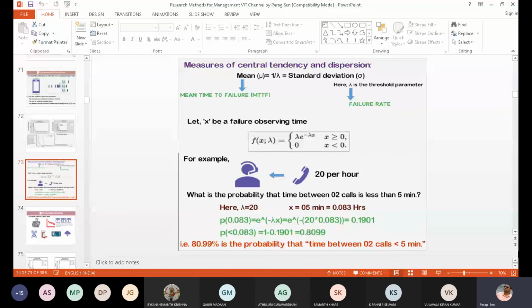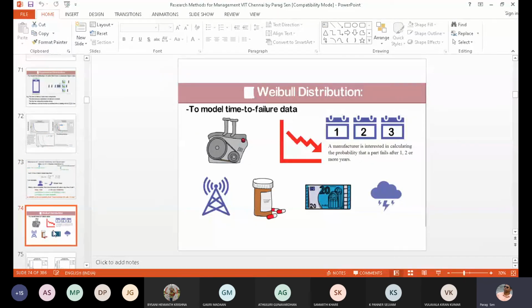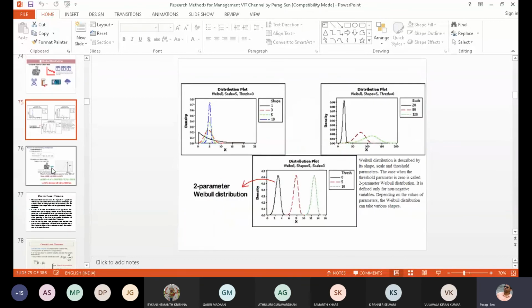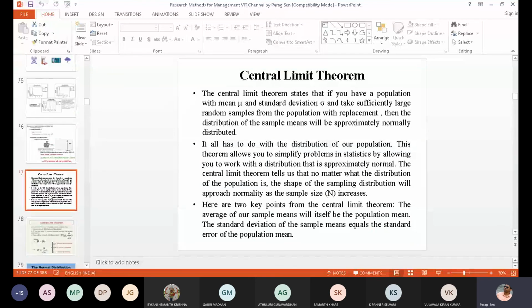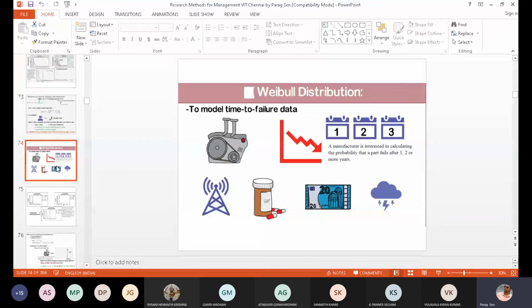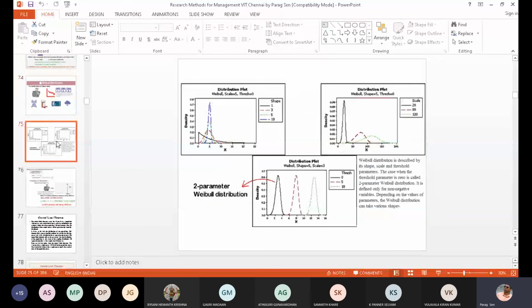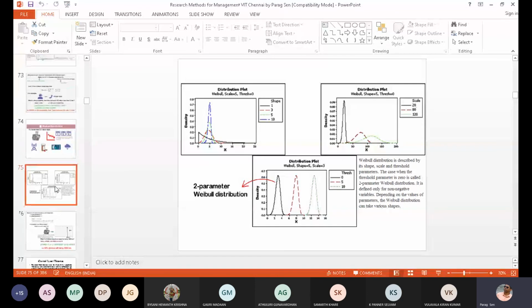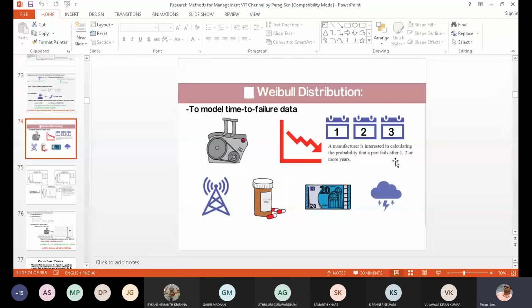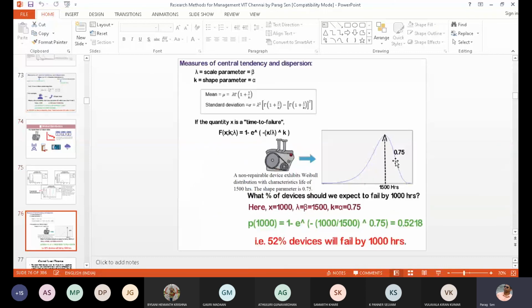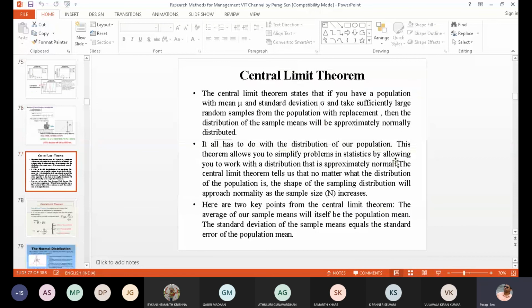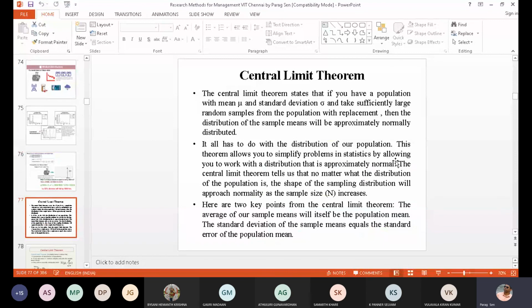Okay, so in the next class we will discuss the Weibull distribution, and also the central limit theorem and the normal distribution. But I would like to request that you please go through the method of the Weibull distribution. It is already given in the slide. Take it as homework, and I will directly start from the central limit theorem.